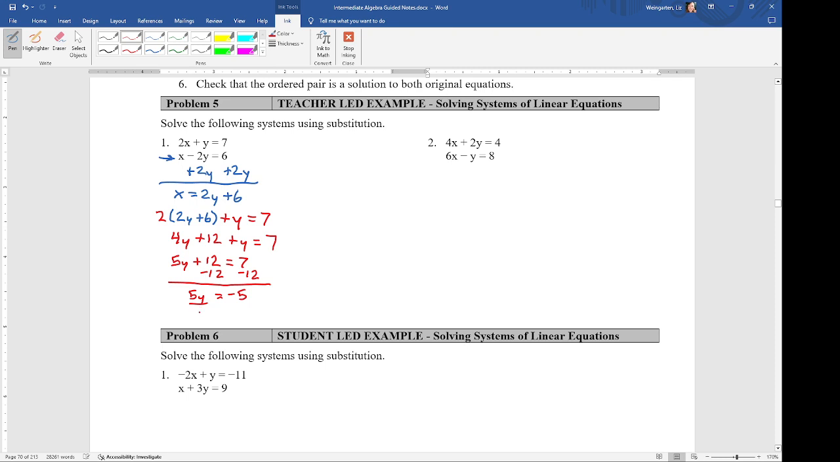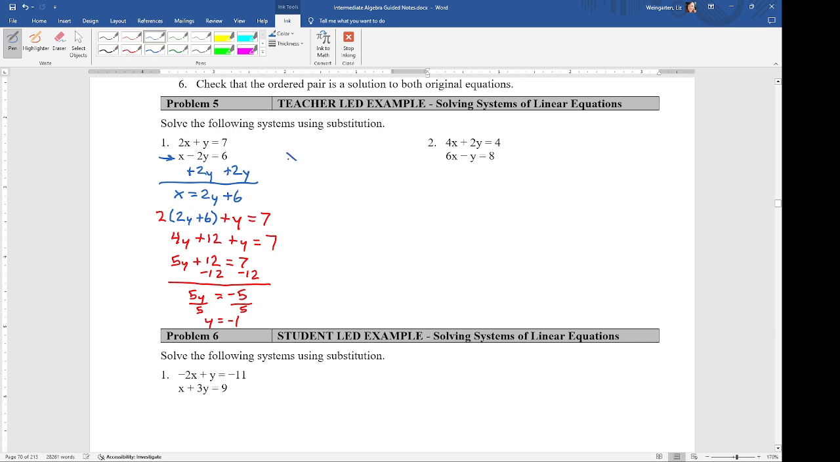Divide both sides by 5, and we get y equals negative 1. Now I can plug that negative 1 into either equation. Use the equation that you think is going to be simpler. I'm going to plug this into the second equation.